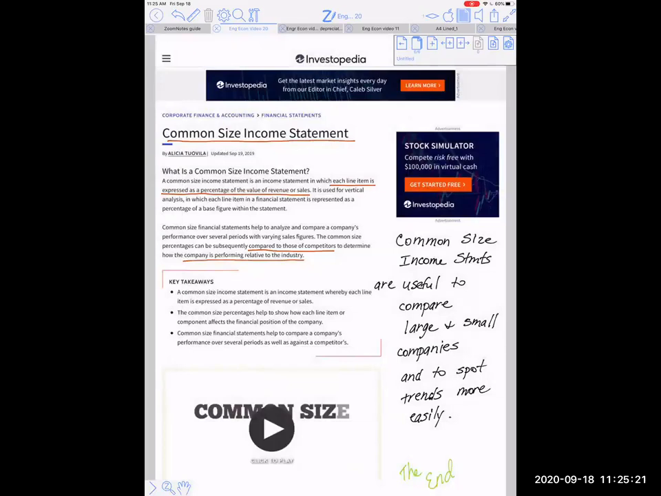Here's another quick screenshot from Investopedia that basically says much of what I just spoke about. Common size income statements, like we just looked at, where everything is a percentage of sales, are useful to compare companies of different sizes. You can compare large and small companies and spot trends more easily within your own company. When all the numbers are given as a percentage of sales, then you're not comparing $100,000 of sales with $1 million of sales and their cost of goods sold. We're looking at everything as a percentage of that particular company's sales.